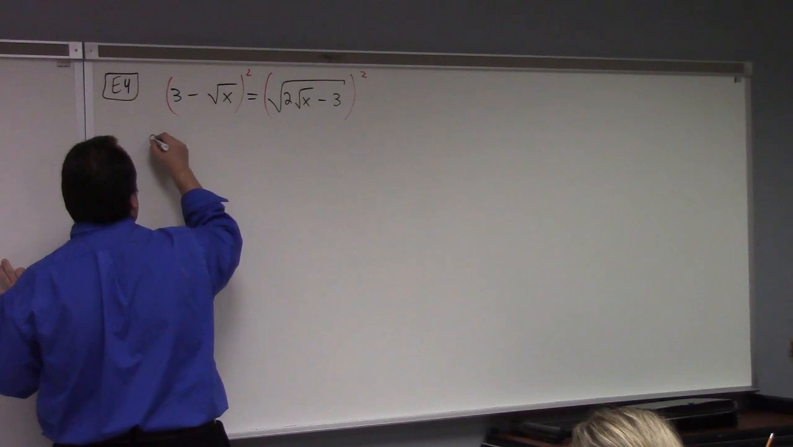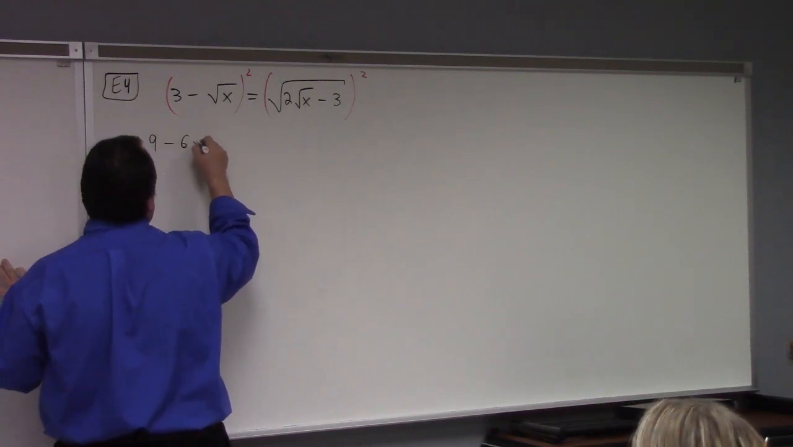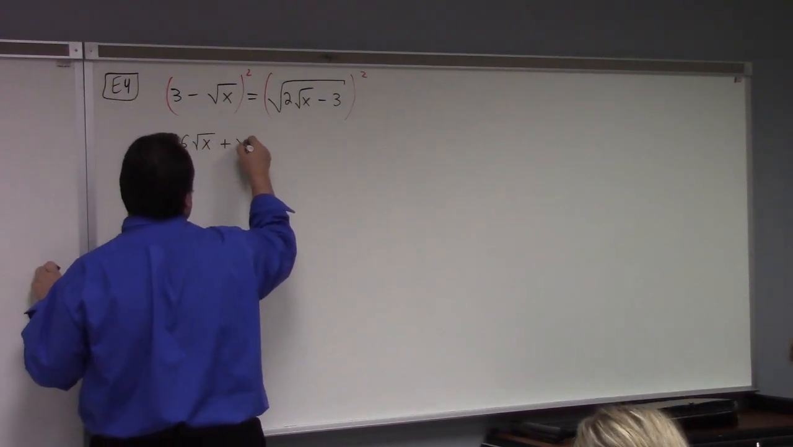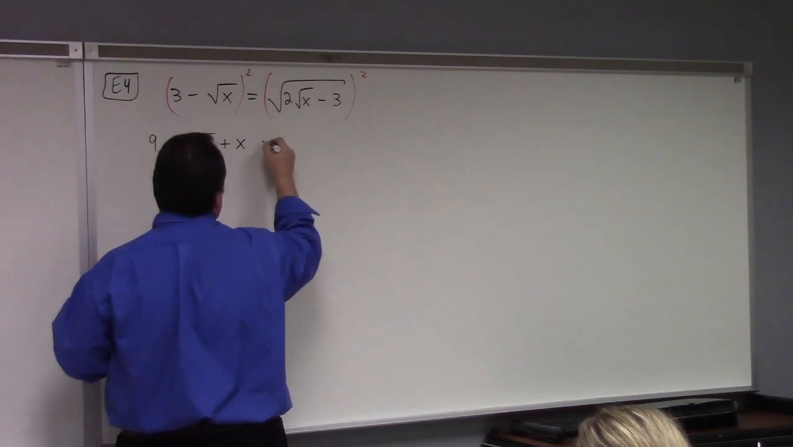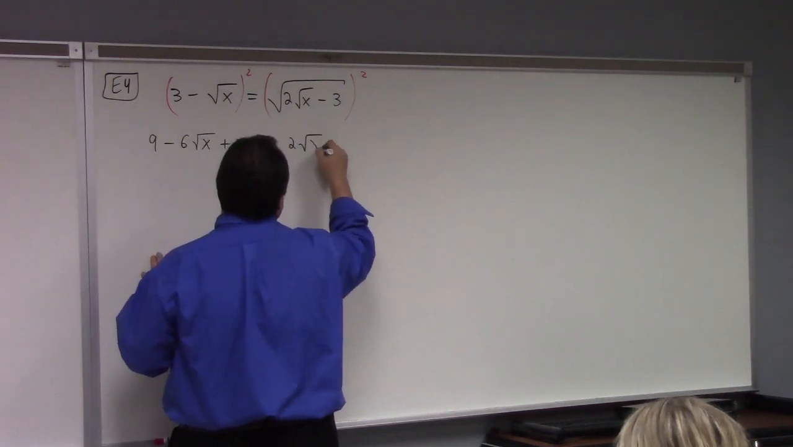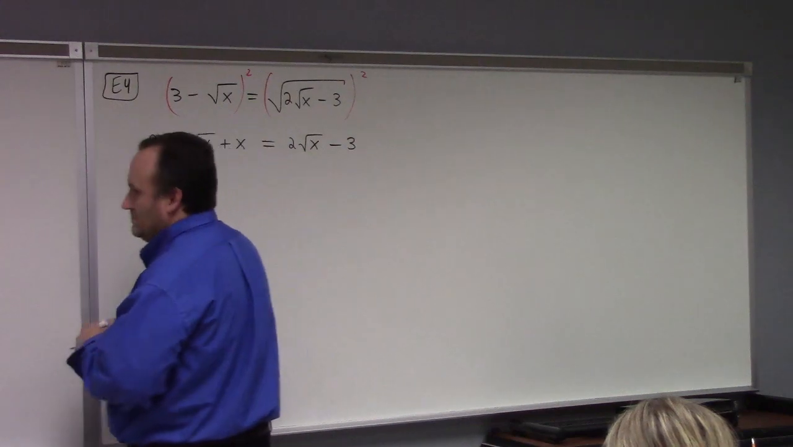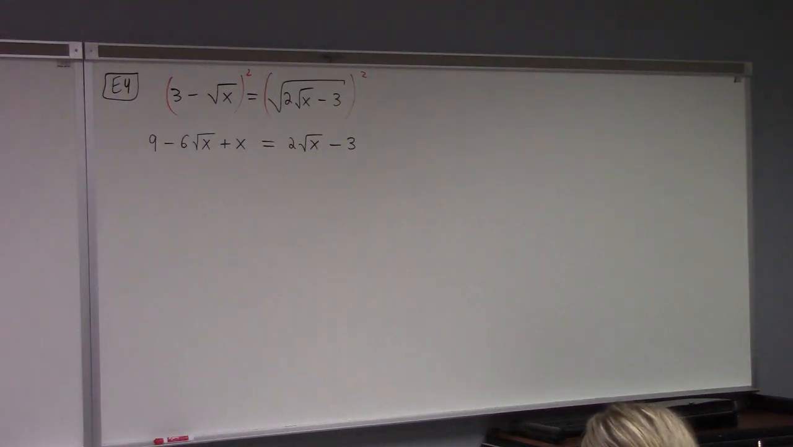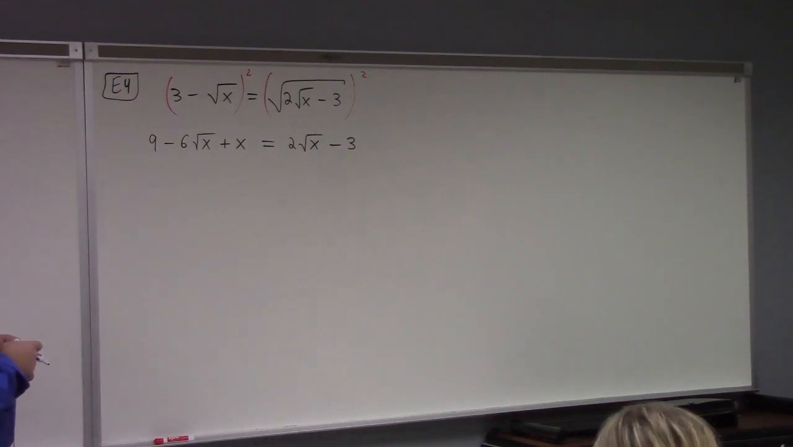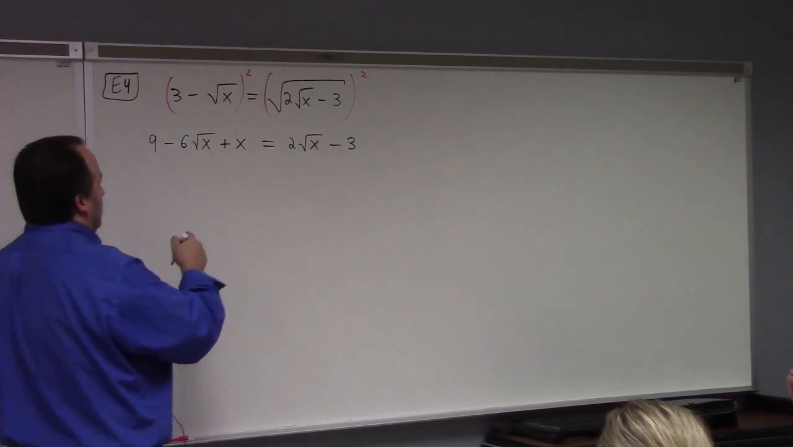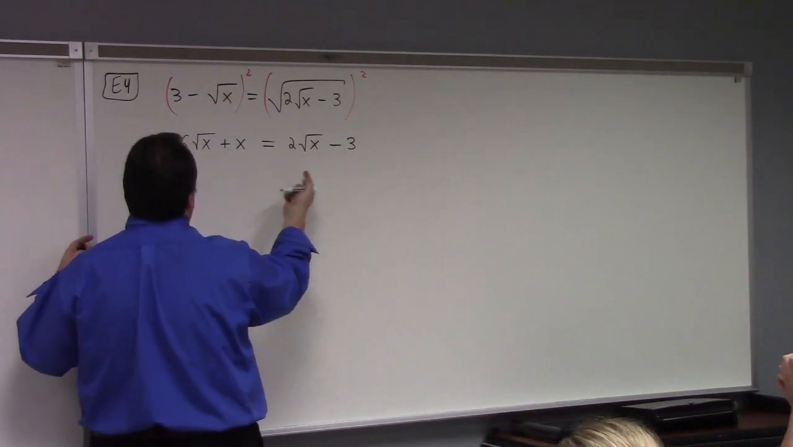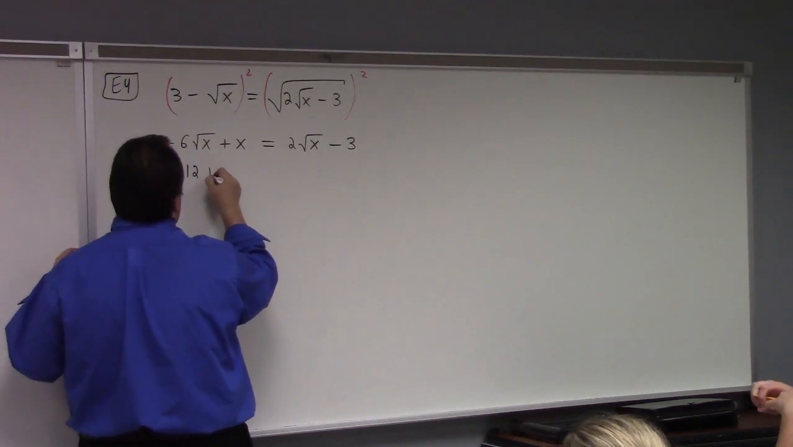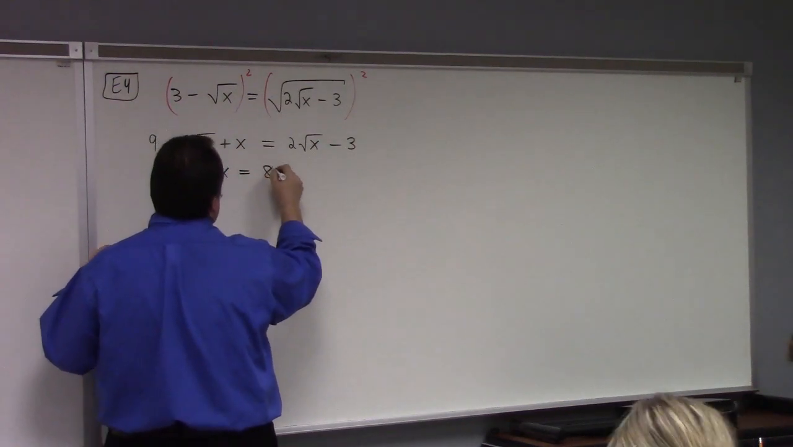On the left-hand side, we get ourselves a 9 minus 6 times the square root of x plus x. On the other side, we get 2 times the square root of x minus 3. Now what? Square it again. Well, I think first we better collect our radicals, right? Let's put them all together. So I'll add 3 to both sides. I get 12 plus x is equal to 8 root x.